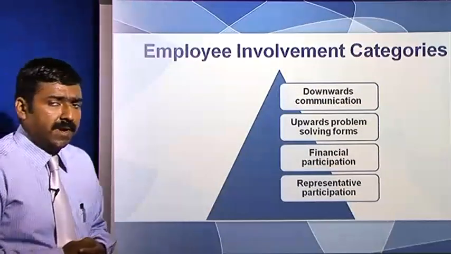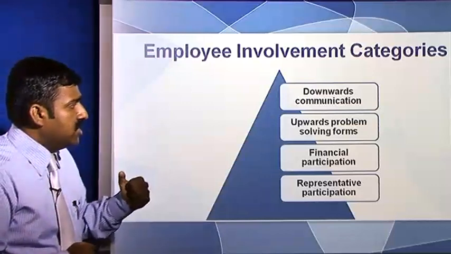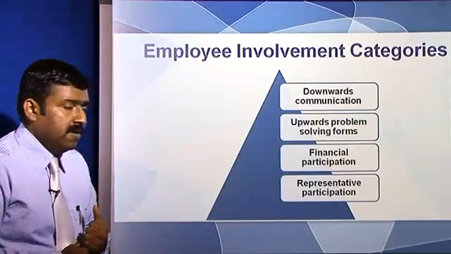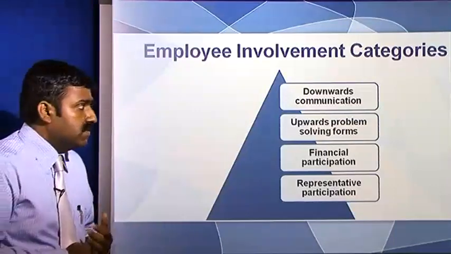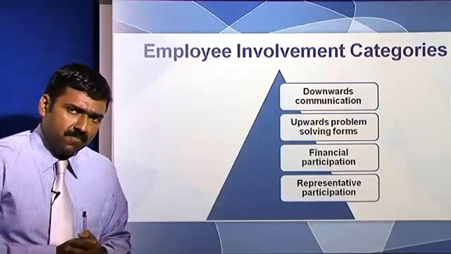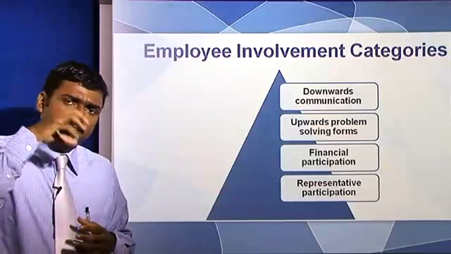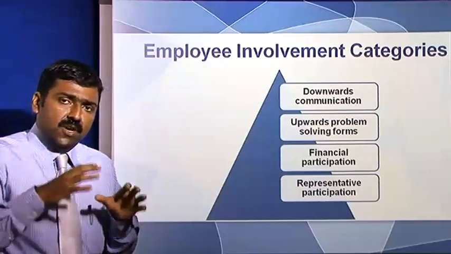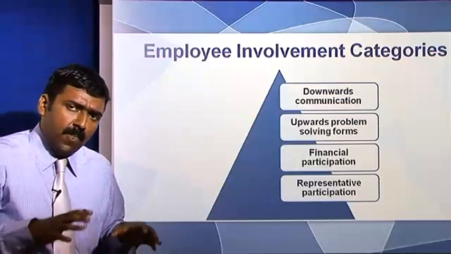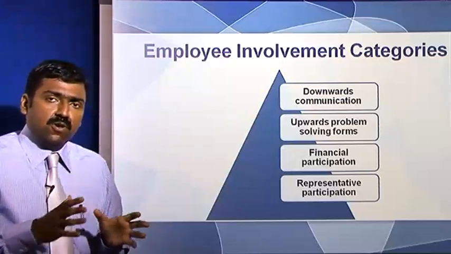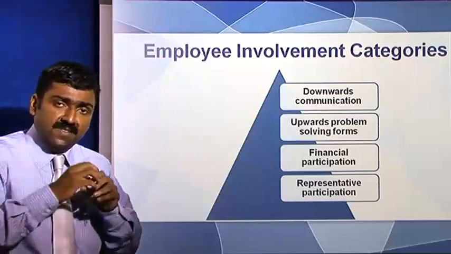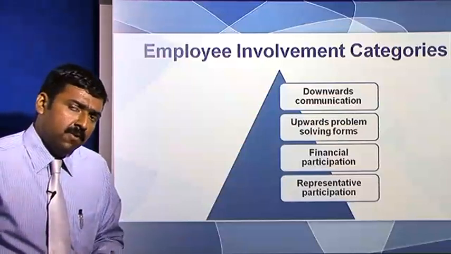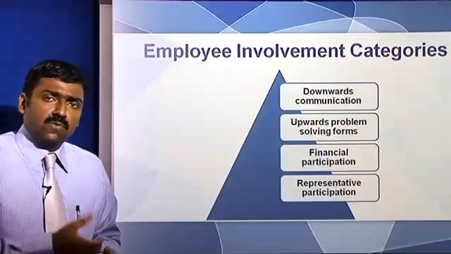What are the different employee involvement categories? Now, one is downwards communication, the other is upwards problem solving, financial participation and representative participation. What do we mean by downwards communication? Information is filtered and it's sent down the different levels, so that there is no break in the chain of command and the communication is clear. All communication pertaining to matters in the organization is very clear and transparent, and it percolates to all the levels. Upwards is collecting information from the bottommost levels and it is channelized to the topmost levels of the organization.